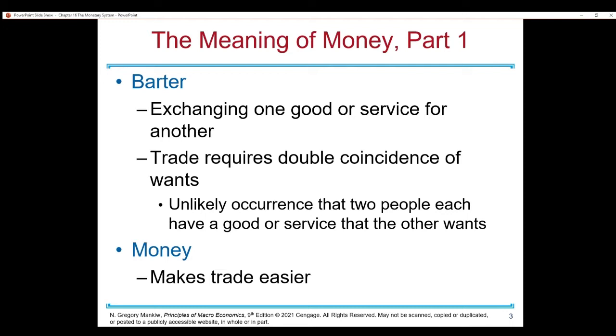That's kind of the intro for this chapter. We're going to be covering what money is, the various forms it takes, how the banking system helps create money, and how the government controls the quantity of money in circulation.